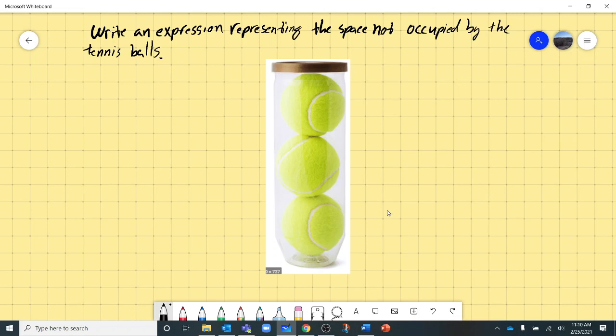I will give you the rest of the information that is given in the problem. It lets us know the volume of a tennis ball is 4/3 pi r cubed. And it lets us know that the volume of a cylinder is equal to pi r squared times h.